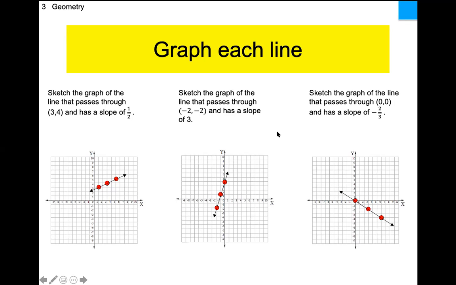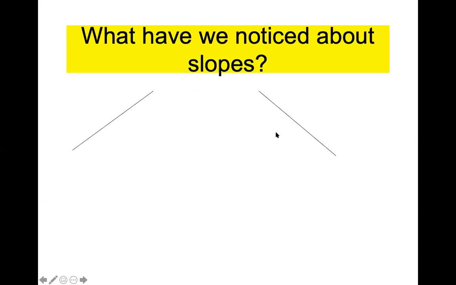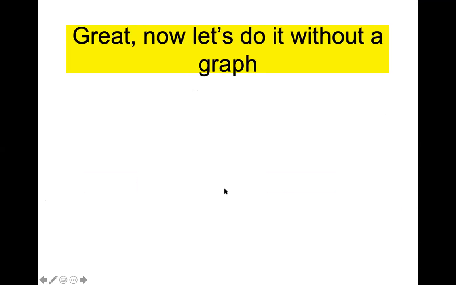All right, we finally arrived at the very next thing, which is, what do we notice about the slopes? Well, the slopes that go up from left to right are positive. The slopes that go down from left to right are negative. Now we're going to do this entire process, except we're not going to graph. We're just going to do a calculation.